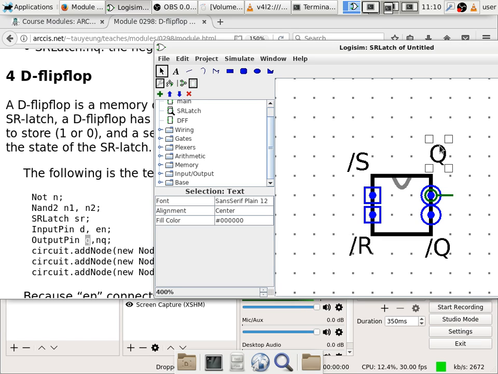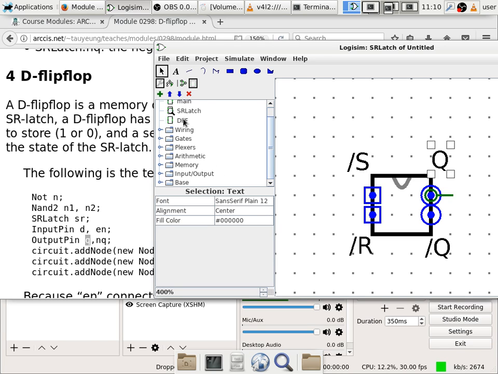Q is non-negated as an output, so it's by itself. Slash Q means not Q. That's basically all it says. Okay, so Q and not Q are usually opposites of each other, with the only exception when /S and /R are both zeros. Then Q and /Q will be both 1s. But that's unusual.